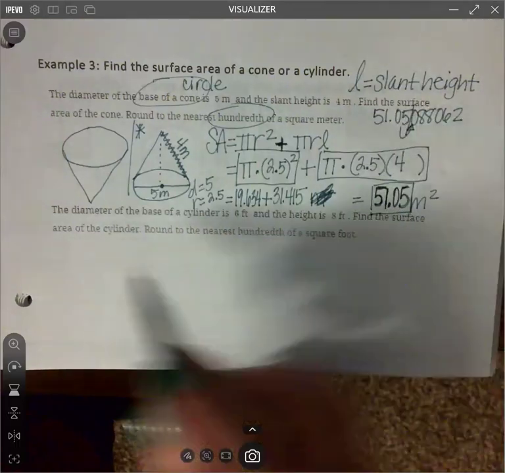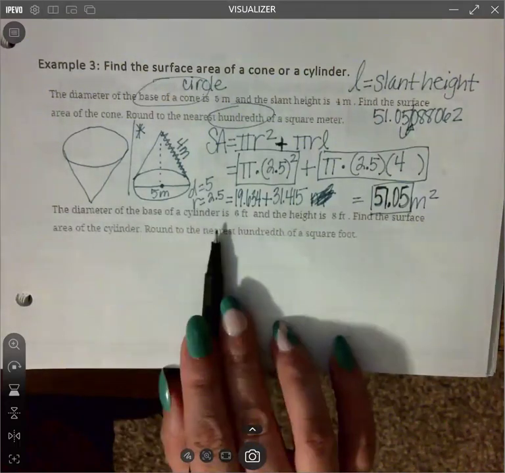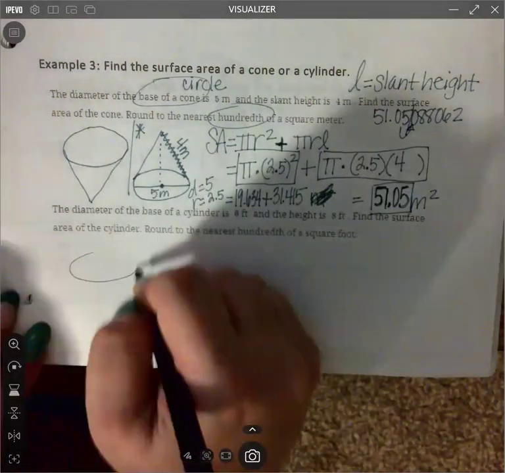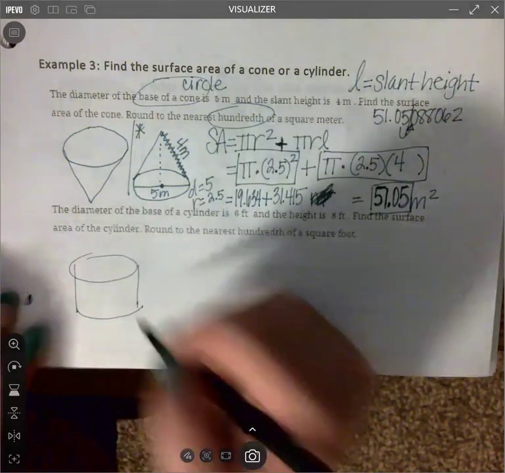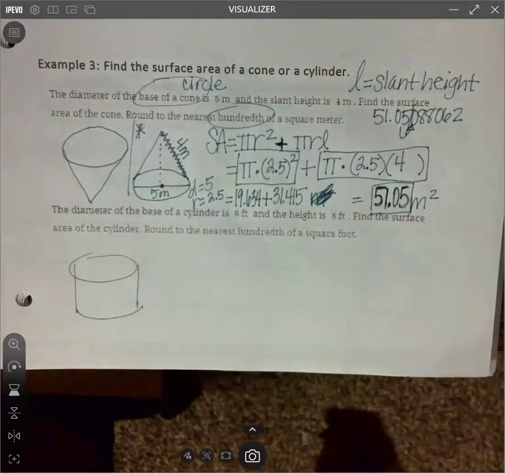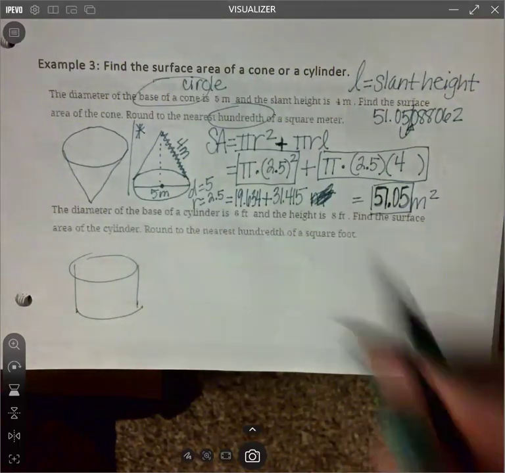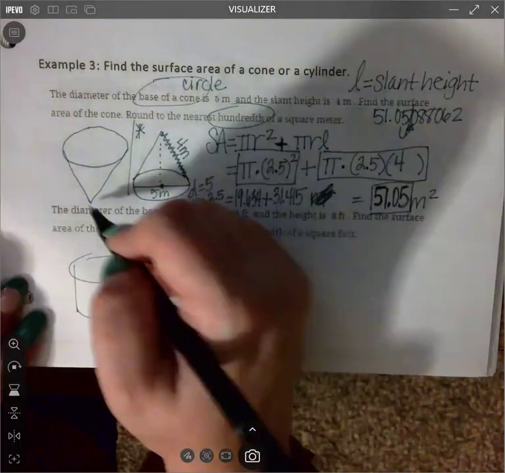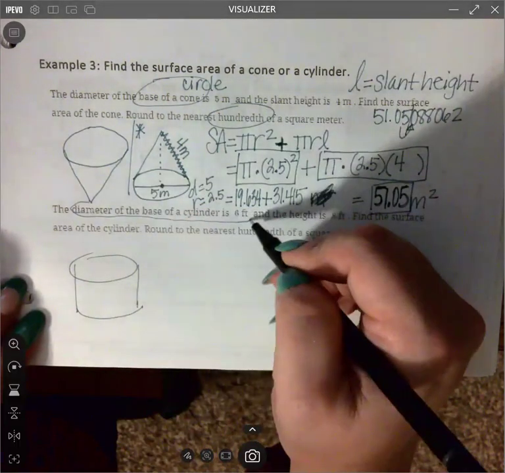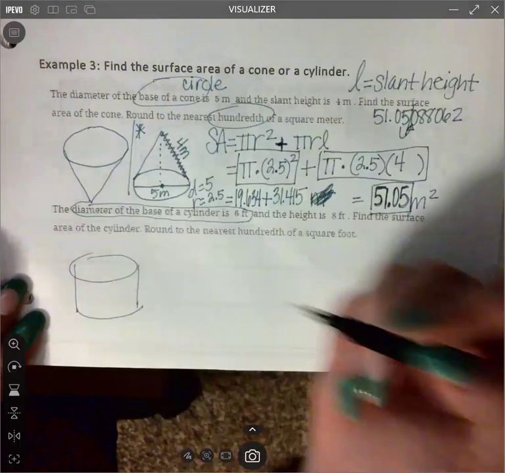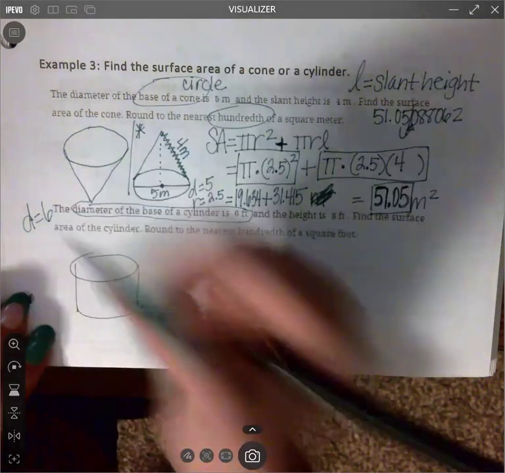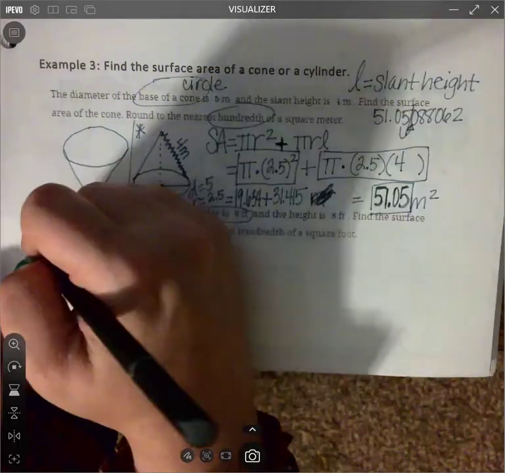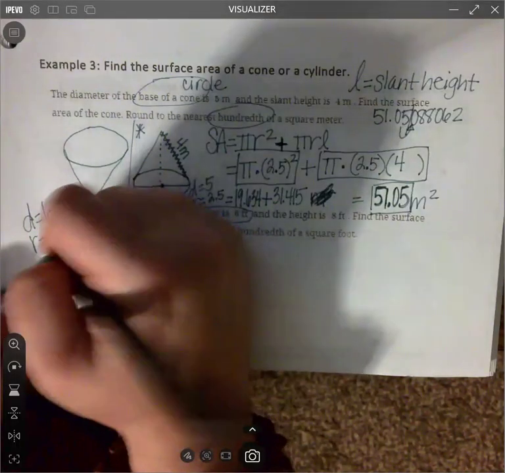Now, the diameter of the base of a cylinder is going to be our next one. So again, I'm going to start by drawing a picture of my cylinder. The base is a circle. The top is a circle. So the diameter of the base is 6 feet. So I'm going to write D equals 6 right here. And I'm going to go ahead and just write R equals 3.